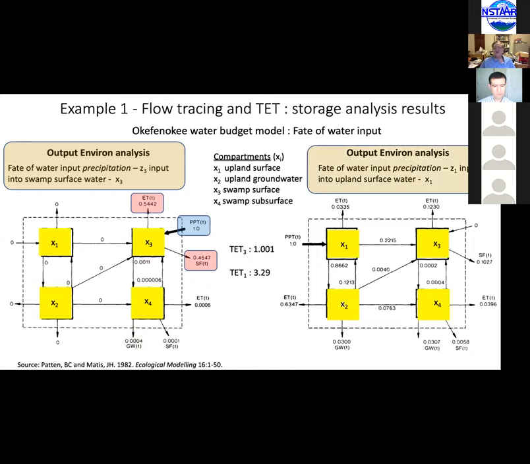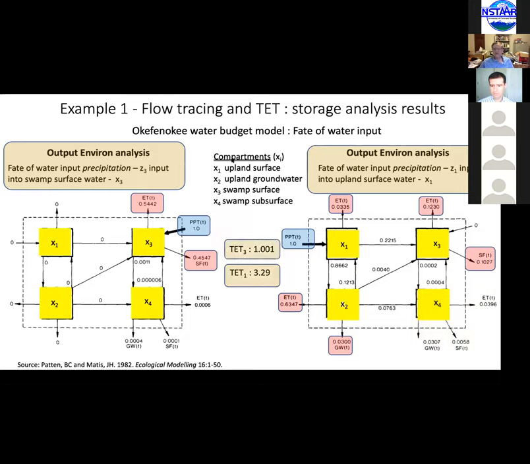So if we have precipitation on the upland surface, what are the consequences of that? That's input into compartment one. We see that the whole model is activated, because all of the arrows in the whole model have non-zero inputs. A tiny bit of that goes out from that compartment. Most of it moves down to the upland groundwater and leaves from there as output. A small amount of it moves over to the swamp surface and leaves as two outputs from that compartment, evapotranspiration and stream flow. And a tiny bit ends up moving into the swamp subsurface.